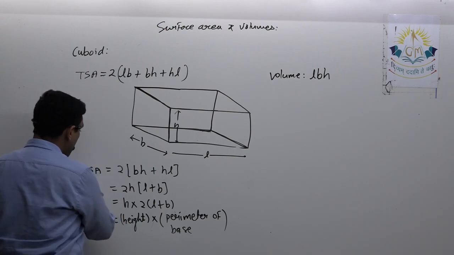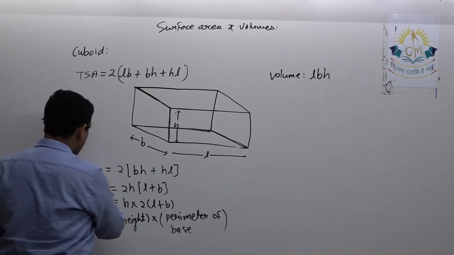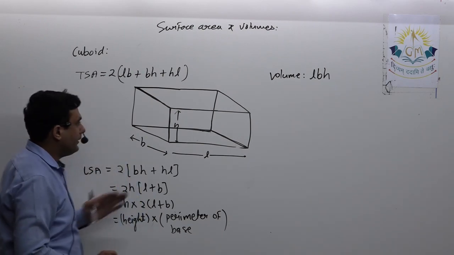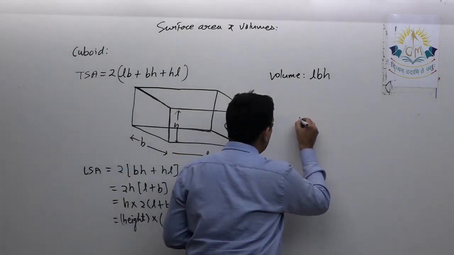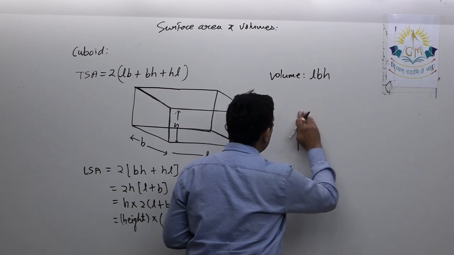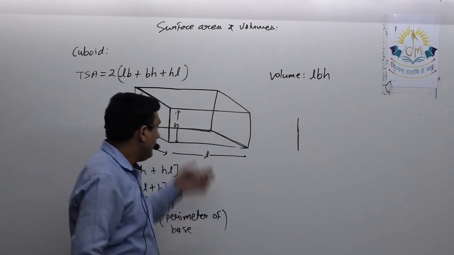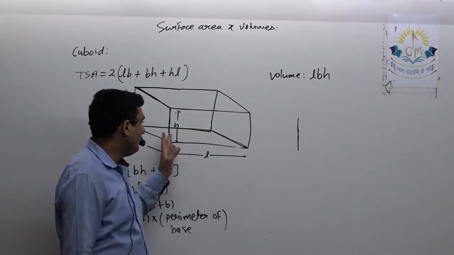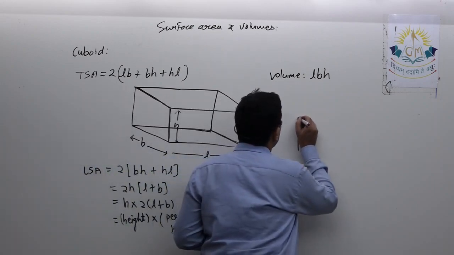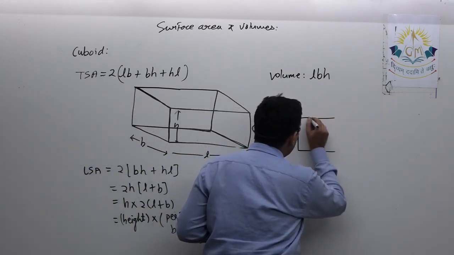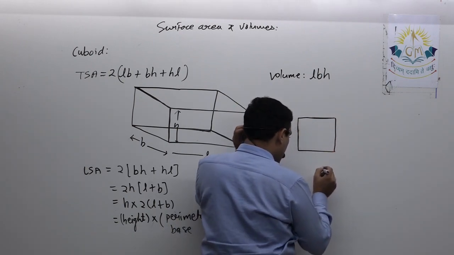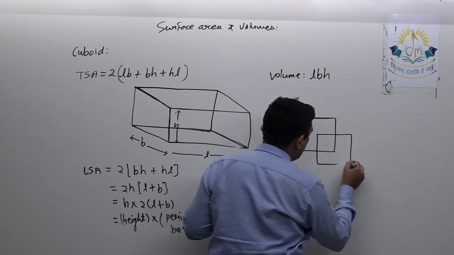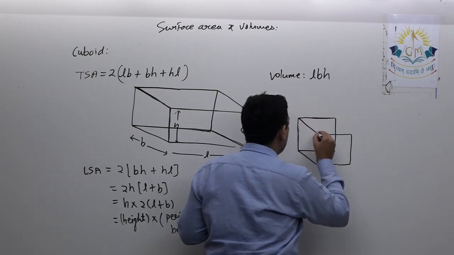Now next, we'll see the total surface area, lateral surface area, and volume for the cube. If we see the basic difference between cube and cuboid, we can say if in a cuboid all the dimensions become the same, that means L is equal to B is equal to H, then we get a solid which is called a cube. A Rubik's cube is the best example of an exact cube. So this is how a cube looks. All its dimensions are the same.